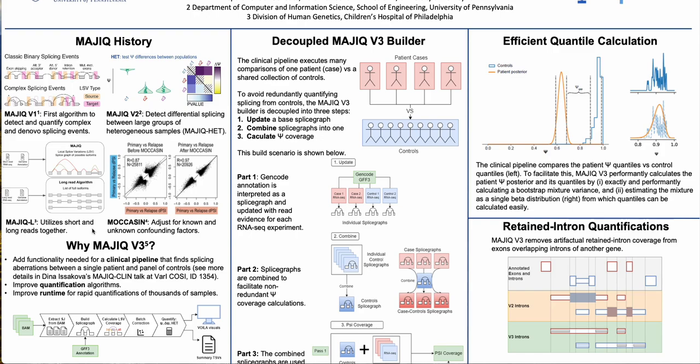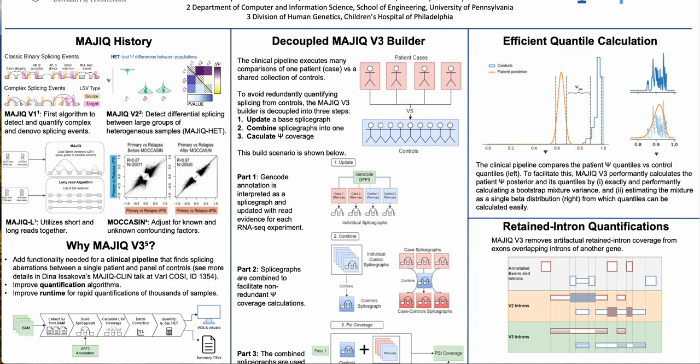MAJIQ was originally designed to compare groups of samples, but we envisioned a new clinical pipeline which compares splicing between a single patient and panel of controls. Previous versions of MAJIQ lacked the software features needed for this analysis. Using MAJIQ V3, we have now built this clinical pipeline. You can learn more about the pipeline itself this week during Dina Isakova's MAJIQ Clin Talk with the VARI COSI. We also identified opportunities to improve some of MAJIQ's quantification algorithms.